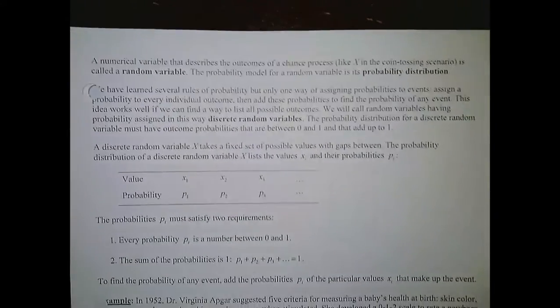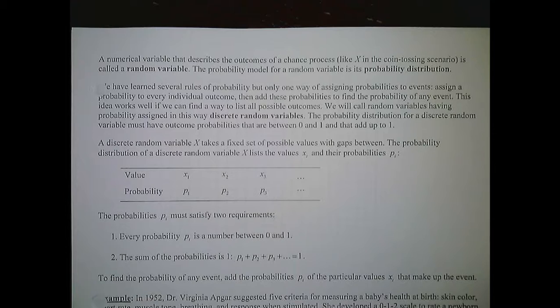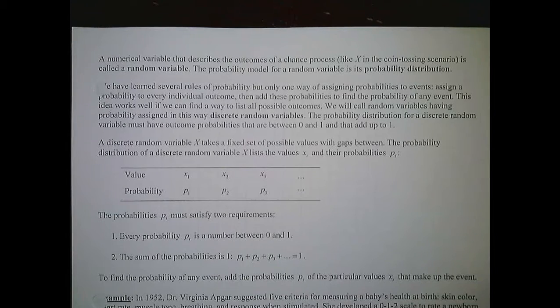So a numerical variable that describes the outcomes of a chance process, such as X in that last example with the coin tossing scenario, we call that a random variable. The probability model for a random variable, we call its probability distribution. So we're just modeling the probability of each of the possible values of our random variable X. And we've learned several different rules for probability, but we only have one way of assigning probabilities to events. We assign a probability to every individual outcome, and then we can add those probabilities to find the probability of any combination of those events.